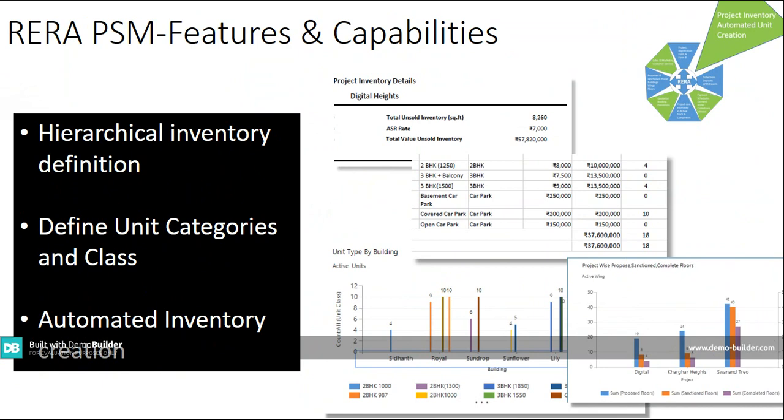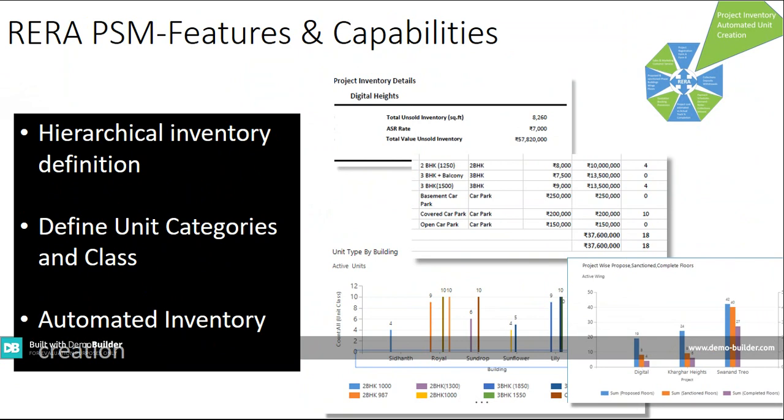You can define detailed hierarchical inventory for the project, starting with phase to automated units creation. You can define the construction stages for each building, which can be linked to payment schedule milestones. Moreover, you can also define the unit categories such as 2 BHK, 3 BHK, shop etc., and also the subcategories such as 3 BHK large etc. These subcategories are called unit class in RERA PSM.